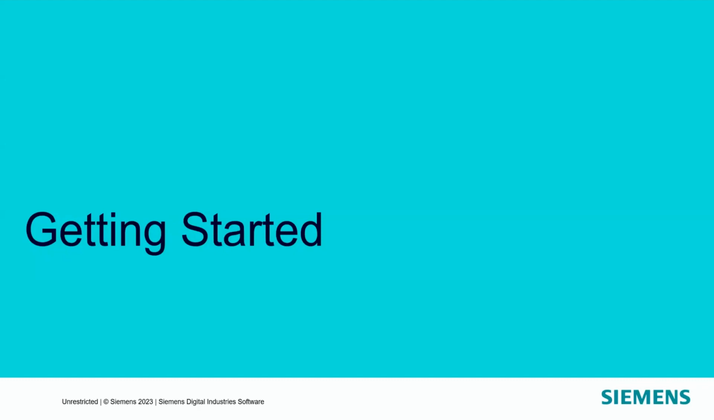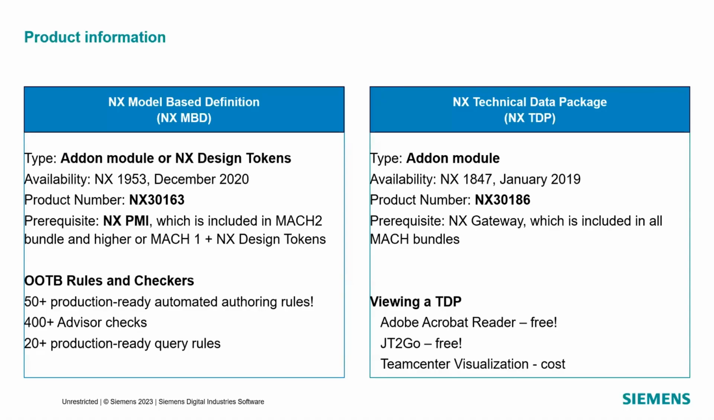So we'll start to close and wrap up some things. So we'll talk about getting started. So for NX PMI, that is included in our Mach 2 packaging and higher. It comes with it. So you have the PMI capability. If you have a Mach 1 bundle, which is our foundation bundle, you would add NX design tokens. That is how you would get the PMI functionality to create the information in a Mach 1 bundle.